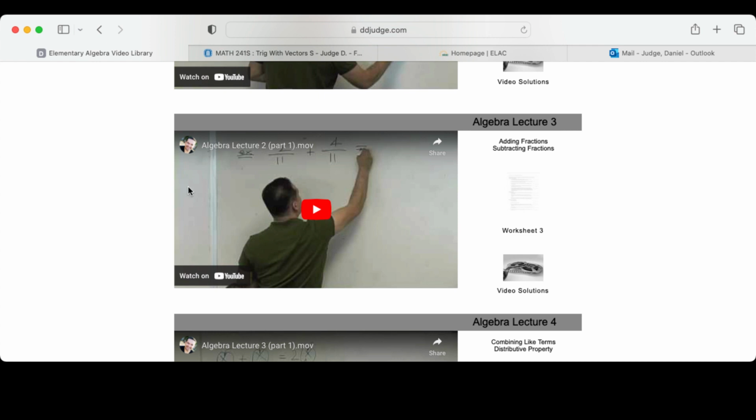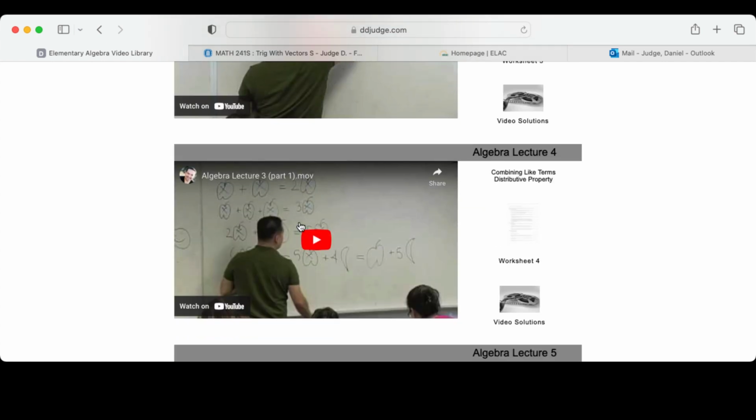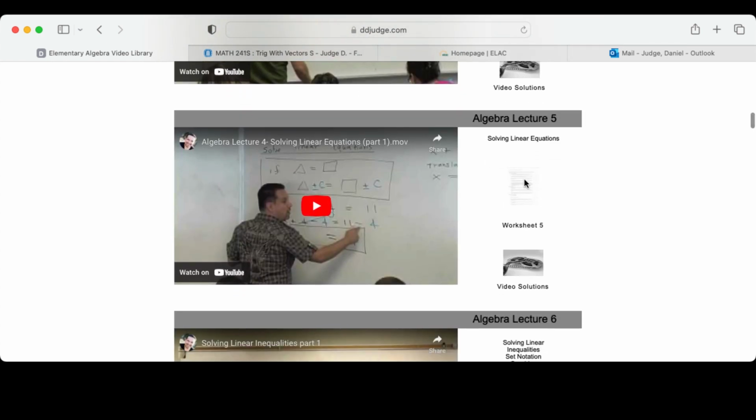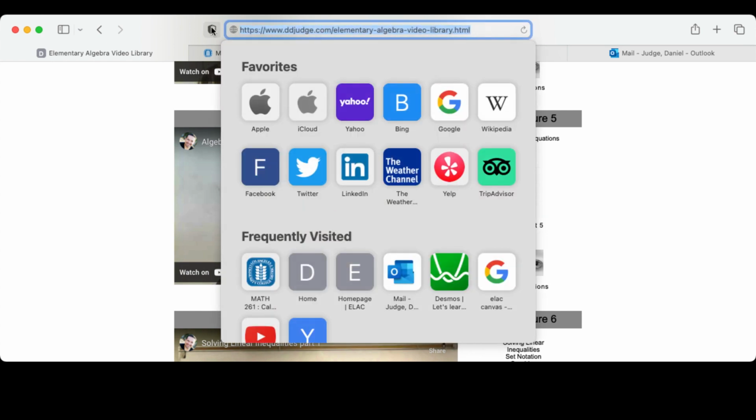But hey, nevertheless, you got adding fractions here. You got the worksheet. You got the video solutions. You got the lecture, combining like terms. You got the algebra here, solving linear equations. I remember those days, ladies and gentlemen.